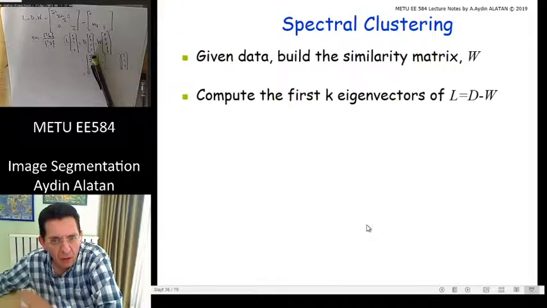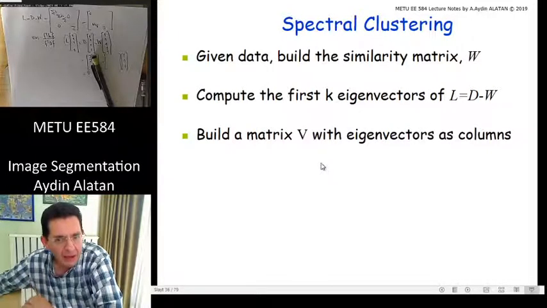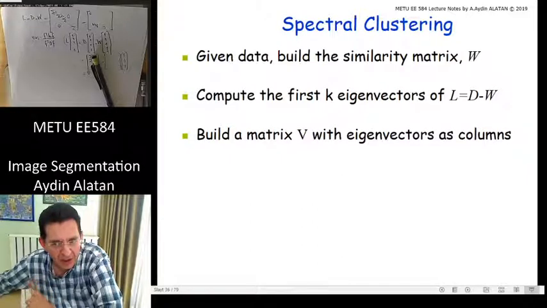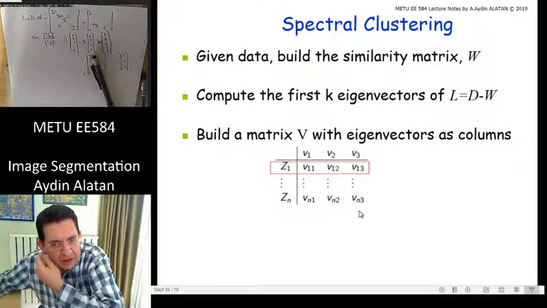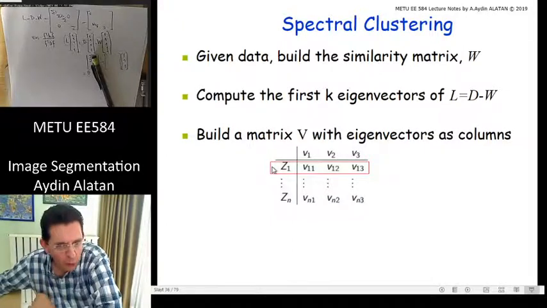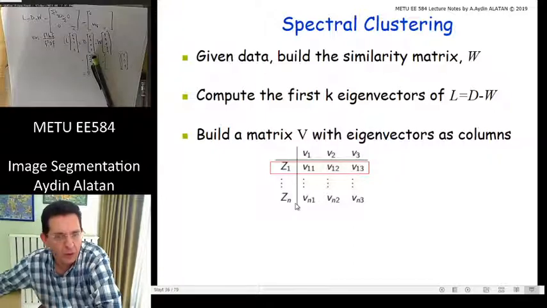Now, how do we do it? Build your similarity matrix. Compute the first k eigenvectors of this Laplacian. Build a new matrix V with the eigenvectors as columns: eigenvector 1, eigenvector 2, eigenvector 3. Now, the first node will be represented by the vector Z1, and Z1 has the first component, the second component, and the third component.